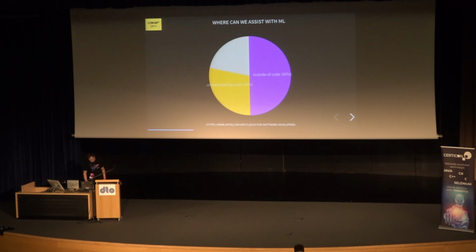Then another huge chunk is 35%, and that goes for understanding code. Next up, we've got other code-related activities. These are things like debugging. And now there's this small chunk left, and that chunk is actually writing code. So it's a tiny fraction, actually.